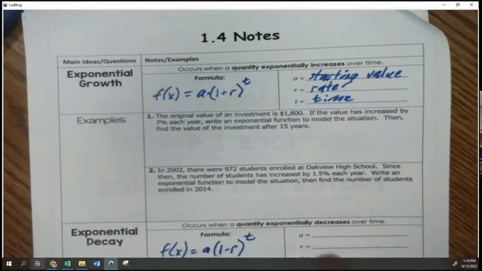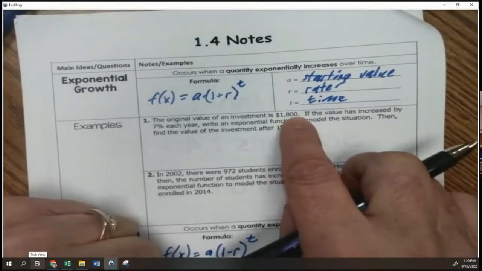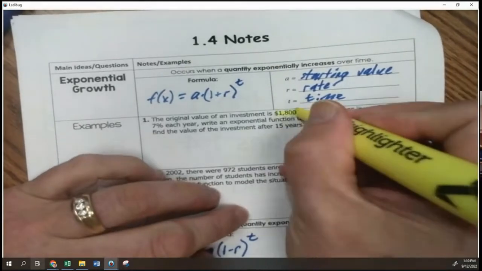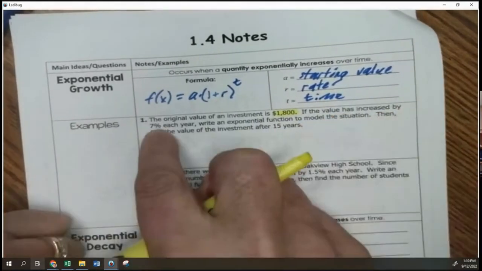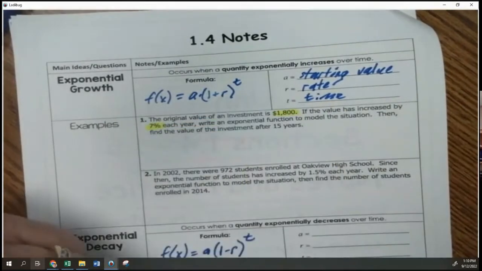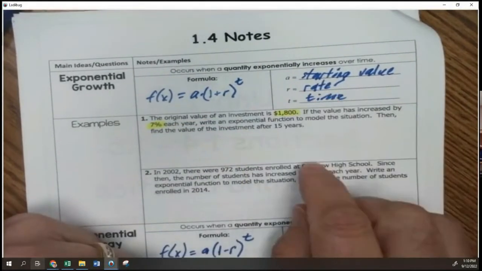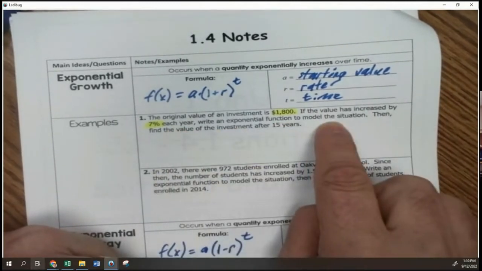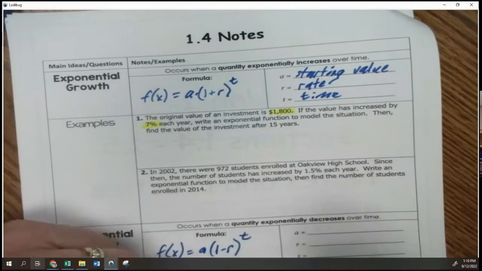The original value of an investment is $1,800. All right, so that's our A. We know that's the A right away. So that's an important value. We need that one. If the value has increased by 7%, okay, 7% is our rate, right? That's the rate that's changing every year. Write an exponential function to model the situation. And then find the value of the investment after 15 years.